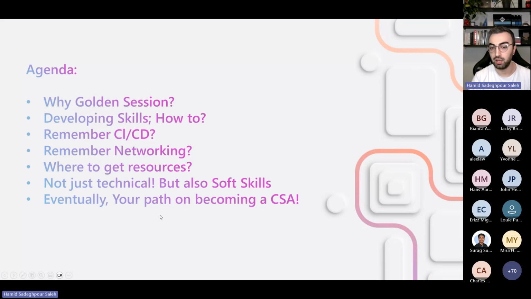And eventually your path on becoming a CSA, which means Cloud Solution Architect. You can replace CSA with any other role. I'm calling it CSA in this session because it might be a higher role at this step, but you can replace it with, eventually, your path on becoming an Azure administrator or an AI expert, because again, this is about the mindset we are going to build. And once you have that framework, and once you have that template, you can apply it to any other role, any other things in your learning journey and your life, and you will get results from it.